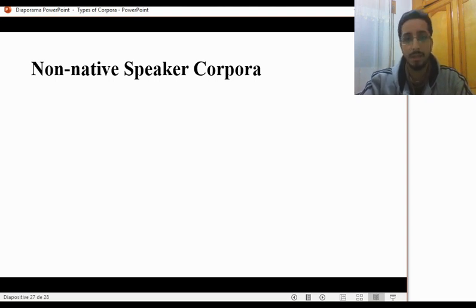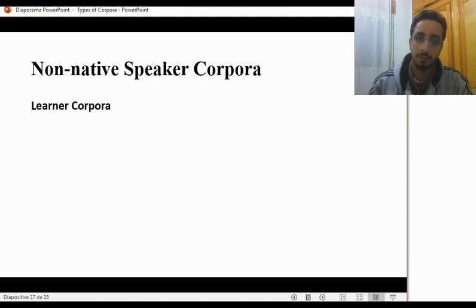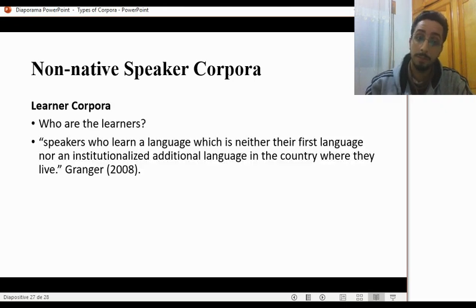Okay, now this is basically self-explanatory, but what we need to answer here is, who are the learners when we talk about learner corpora? So learners are speakers who learn a language which is neither their first language nor an institutionalized additional language in the country where they live. Okay, now this is according to Granger. I'll give you an example.